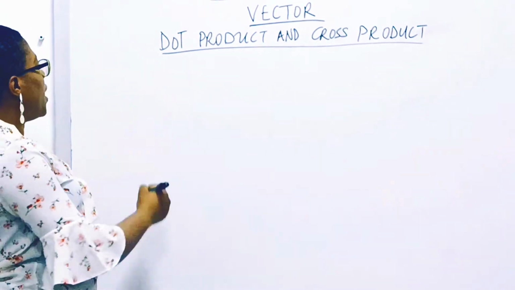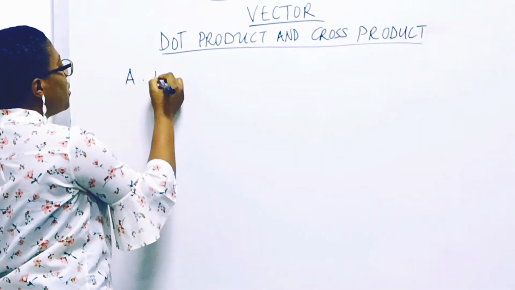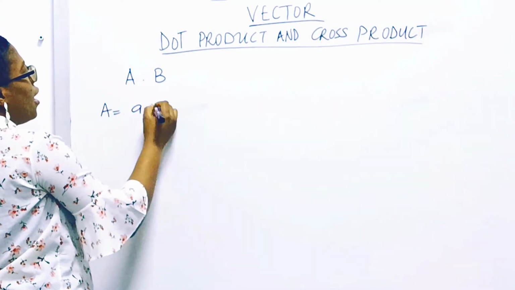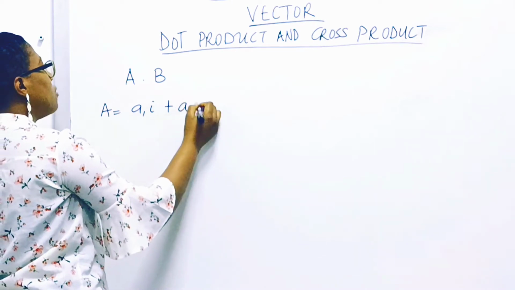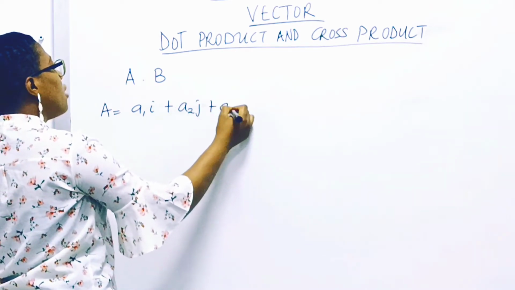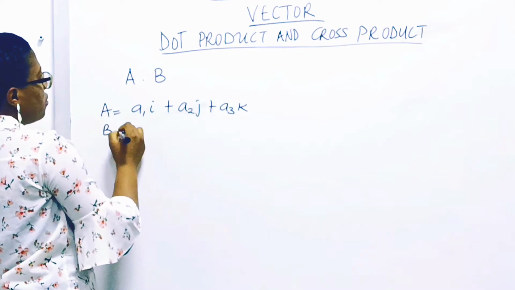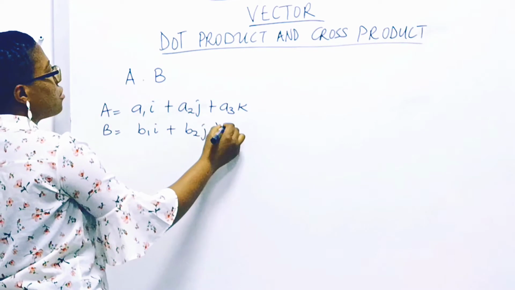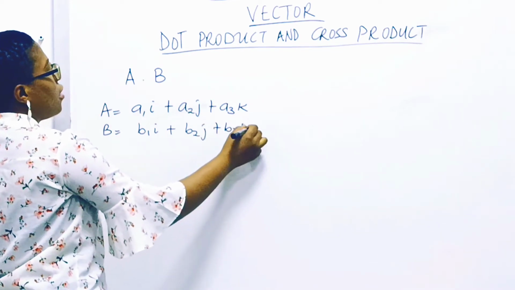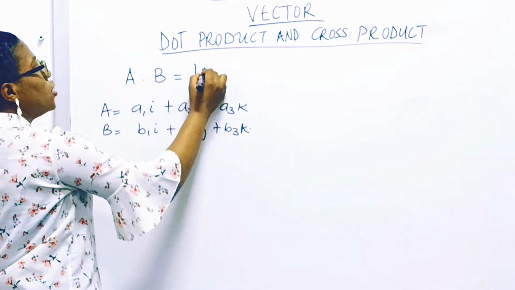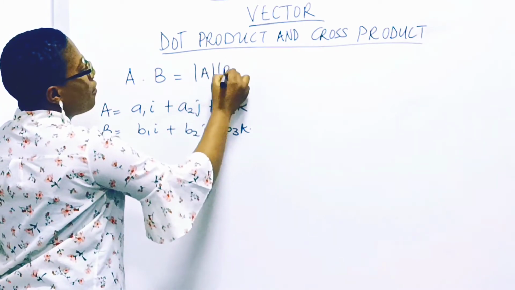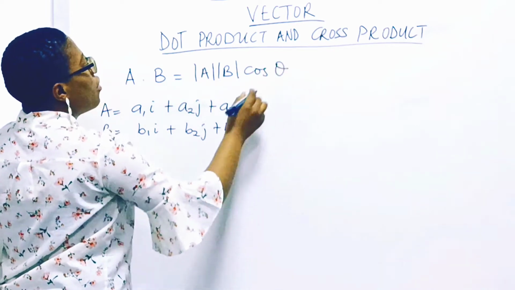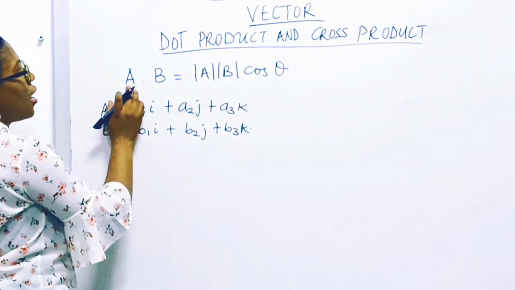What is dot product? If you have two vectors, A and B, suppose that A is A1i plus A2j plus A3k and B is B1i plus B2j plus B3k. This, by definition, is magnitude of A, magnitude of B, cos theta, where theta is the angle between A and B.